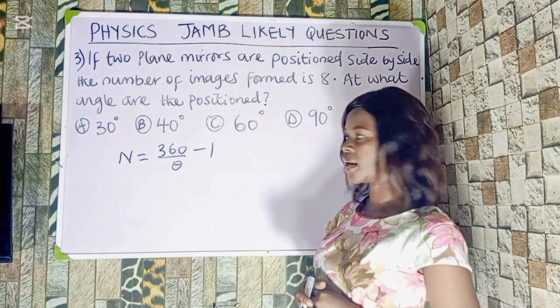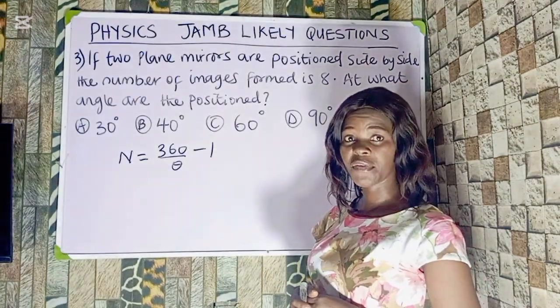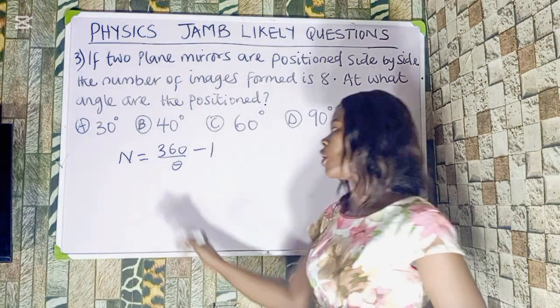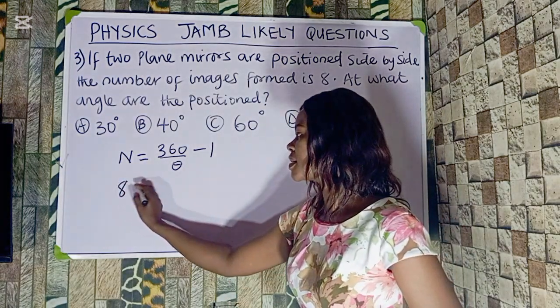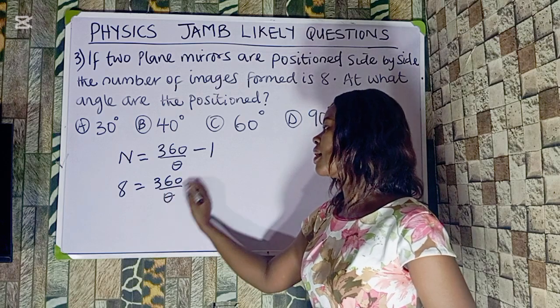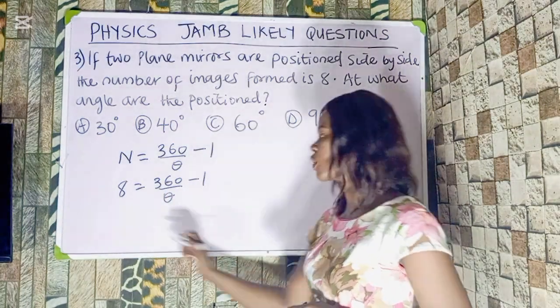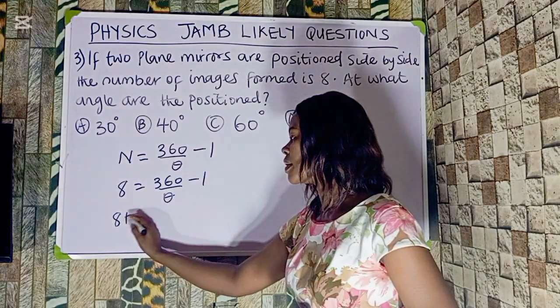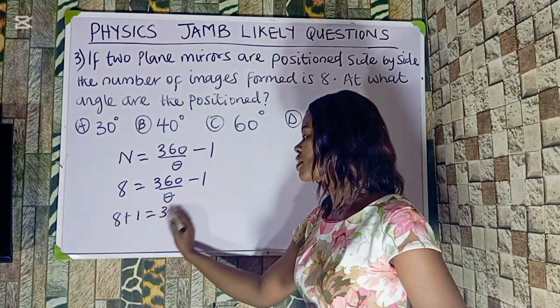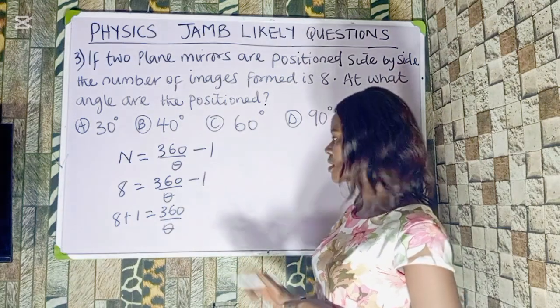Now let's work out what we have. We are told that the number of images is 8, and we are looking for the angle at which they are positioned. So we are going to say 8 is equal to 360 over theta minus 1. Let me take this one to the other side. I'm going to have 8 plus 1 is equal to 360 over theta.